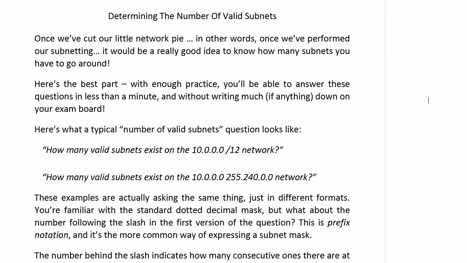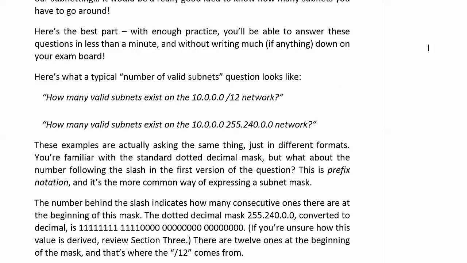Now, you're certainly familiar with the standard dotted decimal mask, but what in the world is that thing with a slash? Well, that's prefix notation. It's the much more common way of expressing a subnet mask. Now, the number behind the slash indicates how many consecutive ones there are at the beginning of the mask. Now, the dotted decimal mask 255.240.0.0 converted to binary is 12 ones, and then the rest of it is all zeros. There are 12 ones at the beginning of the mask. That's where the /12 comes from.